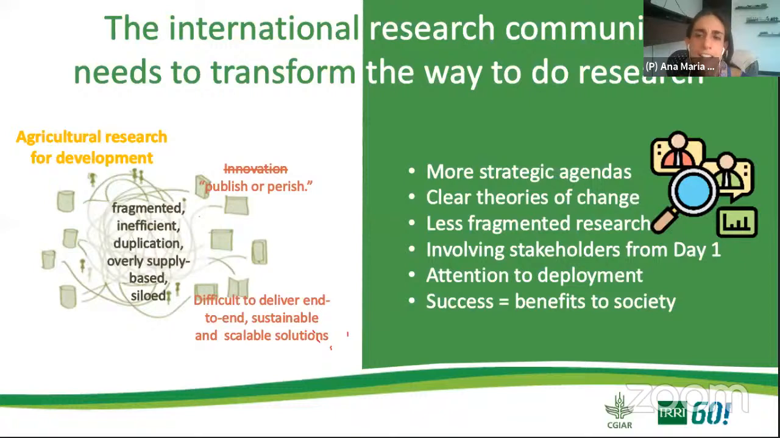And this slide that you're seeing right now comes from some work that CCAFS, the CGIAR Research Program on Climate Change, Agriculture and Food Security, have done in the past in terms of analyzing which are the levers for really being able to transform food systems under climate change conditions. And one of those relates to doing research in a different way. We are working very much in a fragmented way, sometimes inefficiently with duplication, sometimes overly supply-based and acting under silos. And therefore, it is difficult to deliver end-to-end sustainable solutions and scalable solutions.